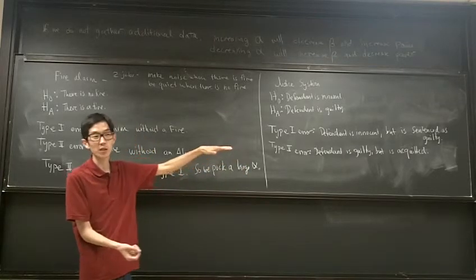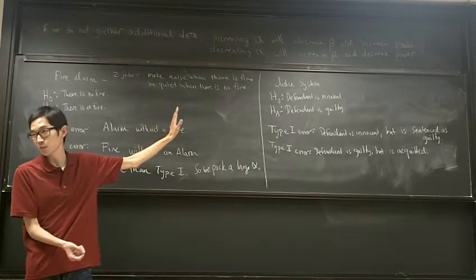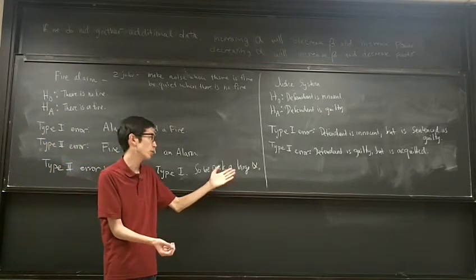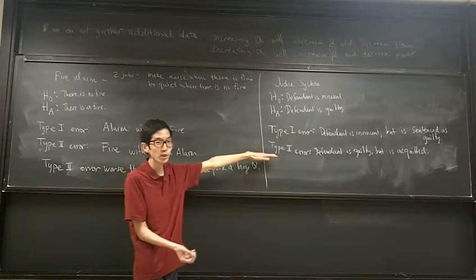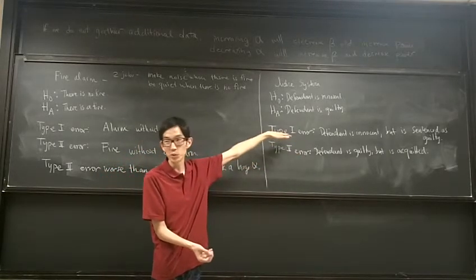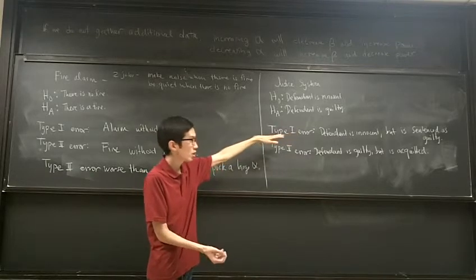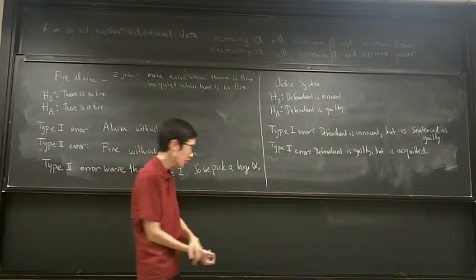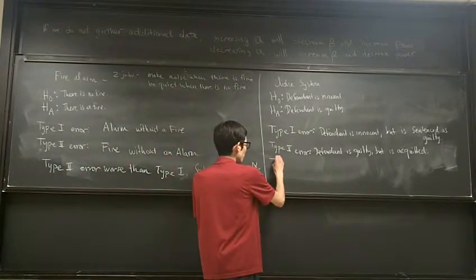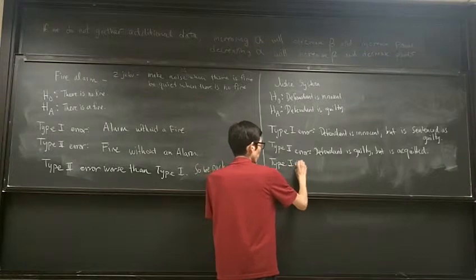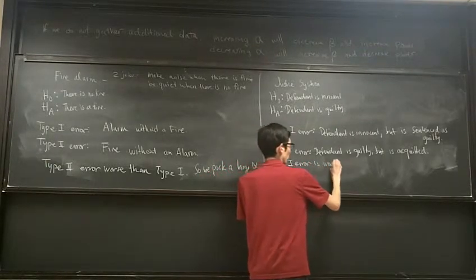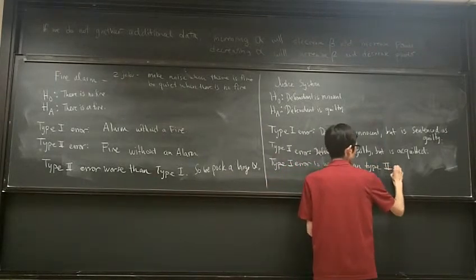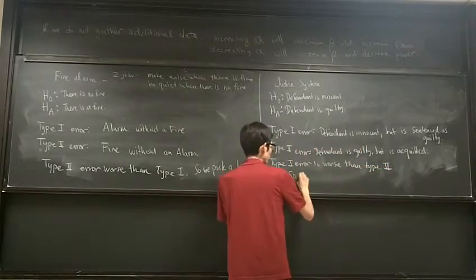Type 1 error is much worse than the type 2 error. Ideally, we would not make any kind of mistakes, but inevitably, we do make mistakes. So if we're going to make a mistake, we prefer to make type 2 errors rather than type 1 errors. So in this case, would we pick a large alpha or a small alpha? A very small alpha. In this case, type 1 error is worse than type 2, so we pick a small alpha.